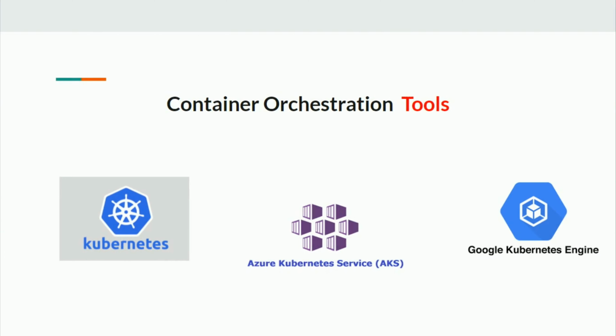These are some container orchestration tools. The first one is Kubernetes, another one is Azure Kubernetes Service, also known as AKS, and after that there is Google Kubernetes Engine. Other tools are also available, like OpenShift and Docker, and there is also Amazon EKS. All these tools are available for container orchestration.